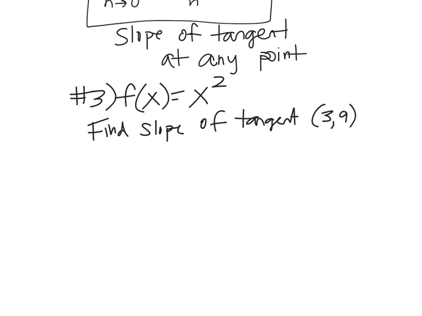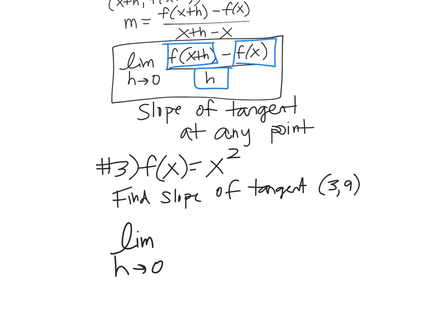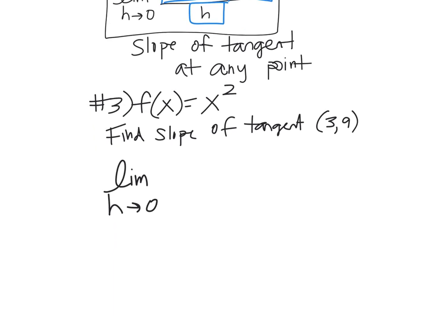So here we go. We're going to take the limit as h goes to 0. Now here comes the first part. There are 3 parts to this: f of x plus h, minus f of x, and an h on the bottom. Let me show you how you do each of these.